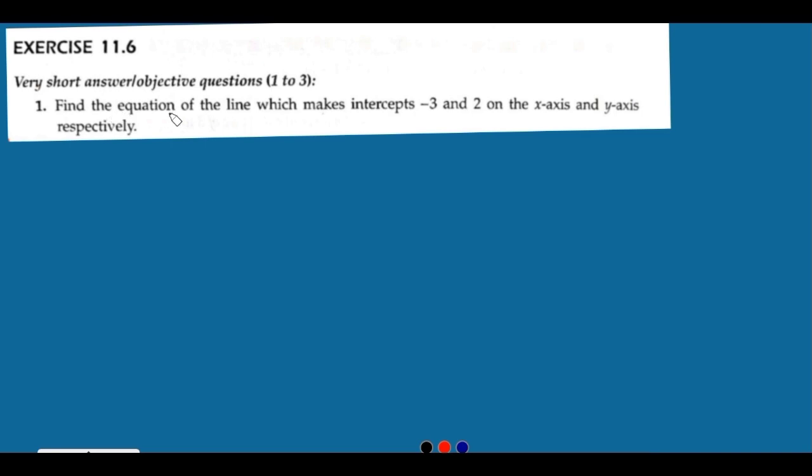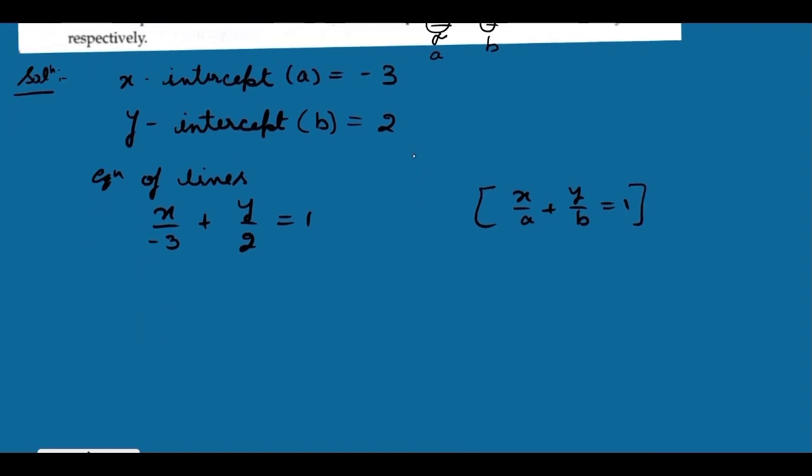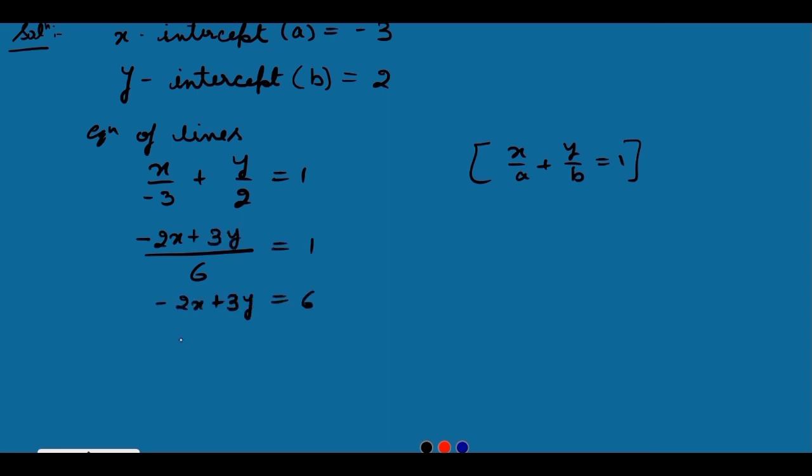Question number 1. Find the equation of a line which makes intercept -3 and 2 on x-axis and y-axis respectively. Intercept on x-axis is -3. This is the value of a, and intercept on y-axis is 2. The value of b is 2. Then the equation of line will be, by intercept form, x upon a plus y upon b is equal to 1, means x upon -3 plus y upon 2 is equal to 1. Just simplify it. 2x minus 3y plus 6 is equal to 0.